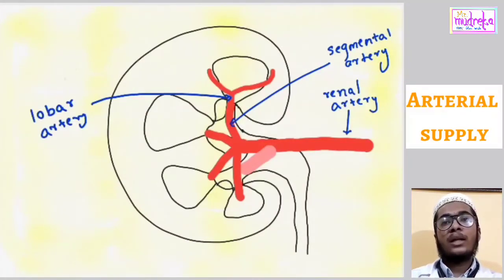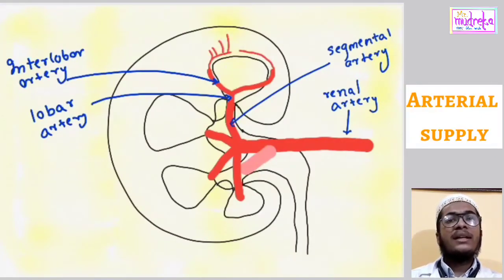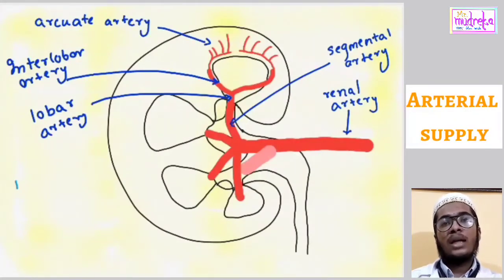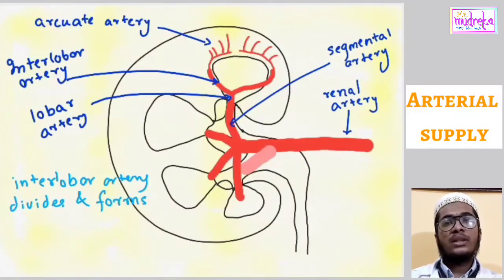The lobar arteries break up into 2 or 3 interlobar arteries, which pass through the renal columns between the pyramids. When an interlobar artery reaches the base of the associated pyramid, it divides dichotomously into the arcuate arteries. The arcuate arteries run parallel to the surface of the kidney between the pyramid and the overlying cortex. The arcuate arteries do not anastomose with adjacent arcuate arteries but will give branches which pass radially towards the surface of the kidney, which are called interlobular arteries.